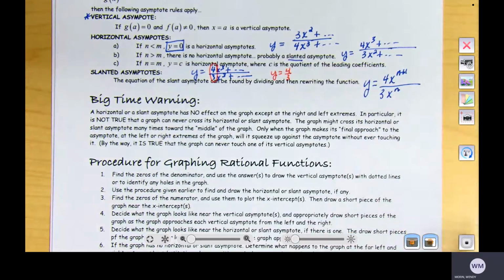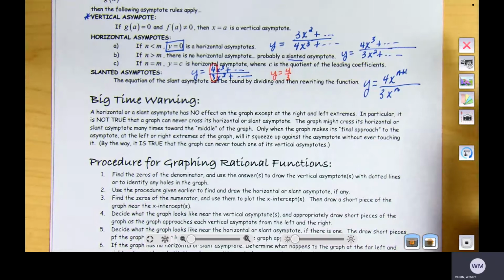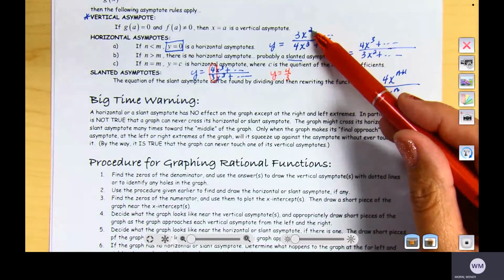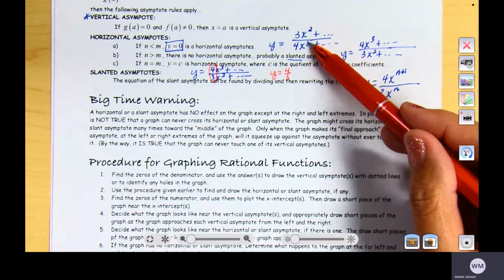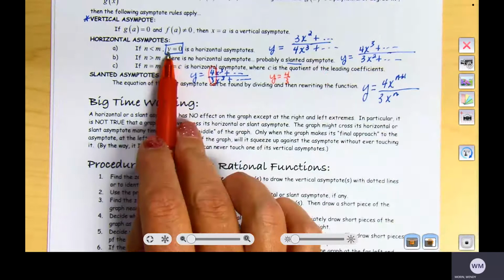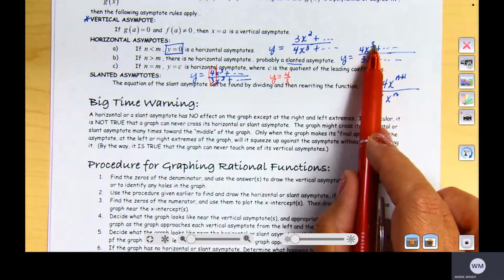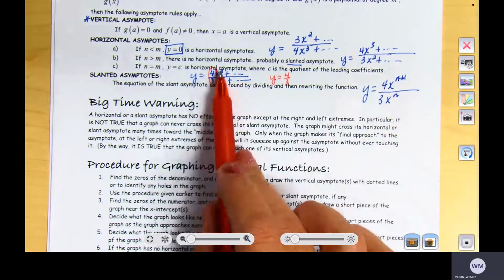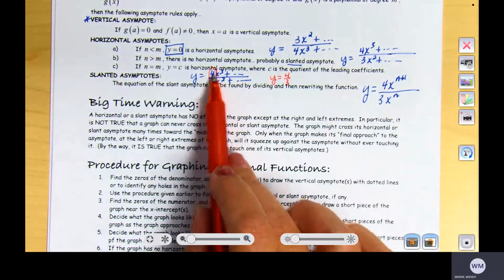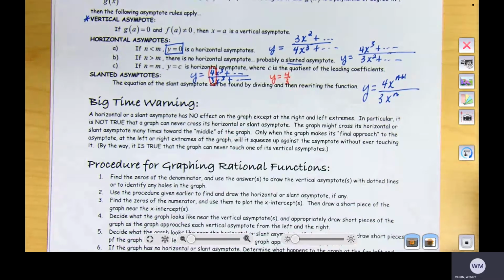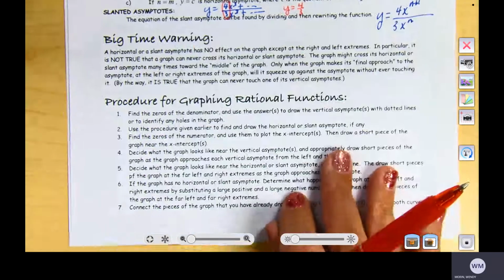So that's what you have to memorize, all the different possibilities. The bottom being larger always has an asymptote at y equals 0. The top being larger by 1, you'll have a slant asymptote. When the degrees are the same, you have a horizontal asymptote at whatever the coefficients are. Okay? So let's see what the big warning is here.